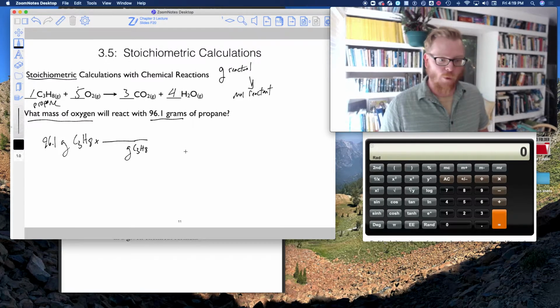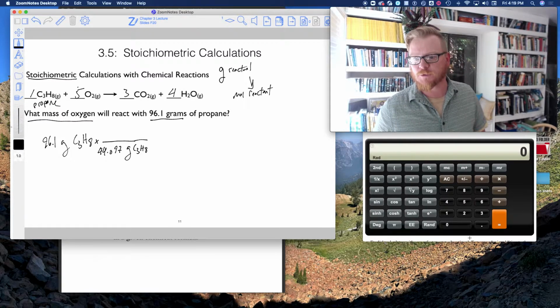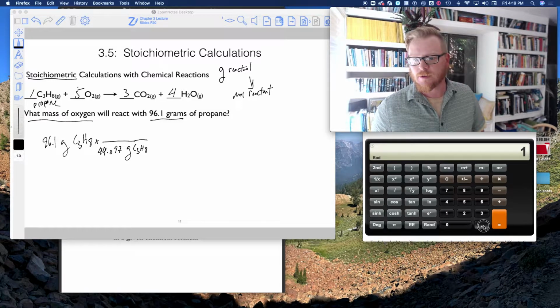You should get 44.097. So where does that come from? That comes from saying, I know hydrogen is 1.008 times 8, and that's going to be plus 3 times 12.011 for carbon, which equals 44.097.